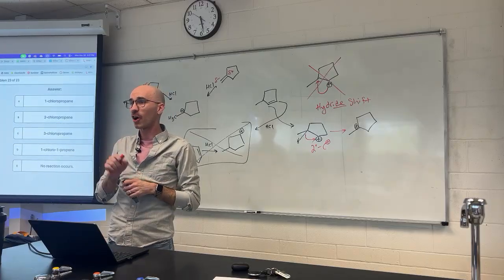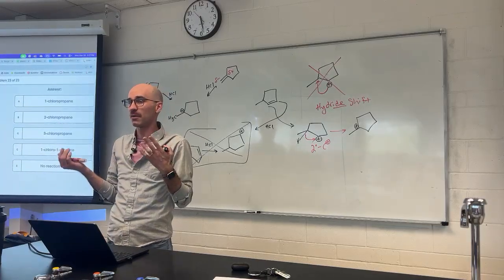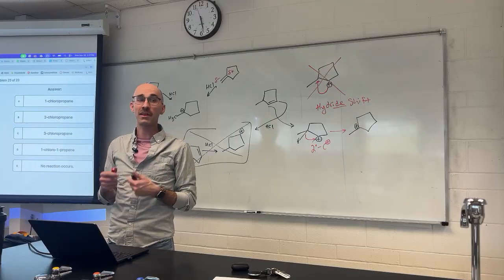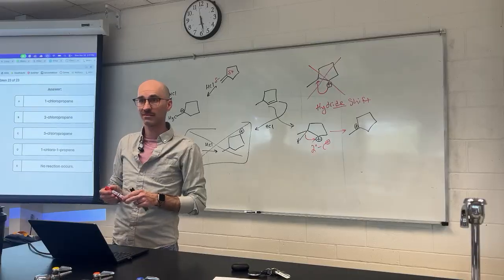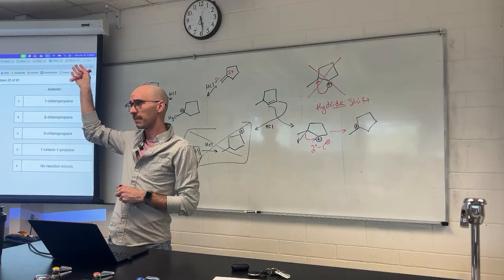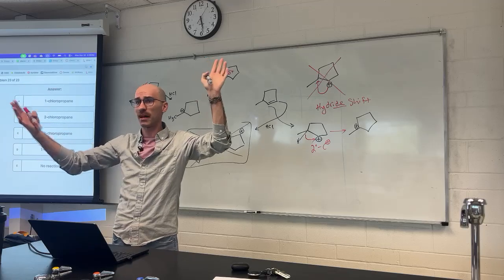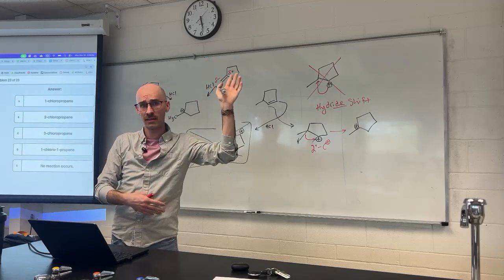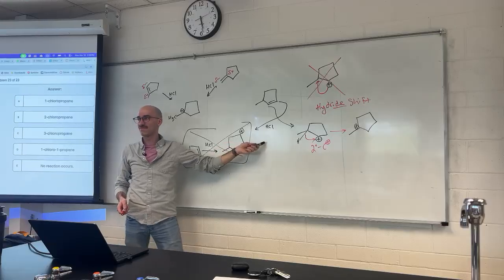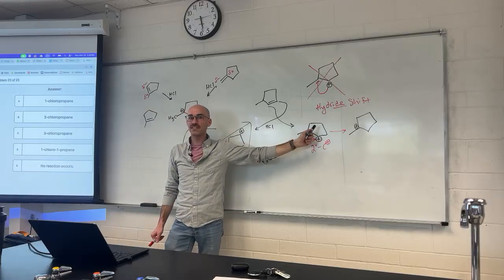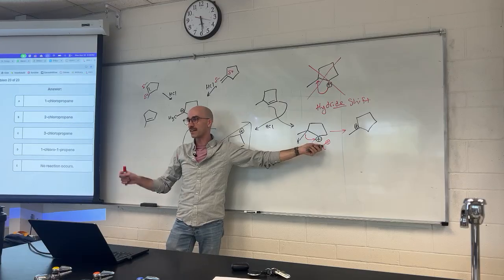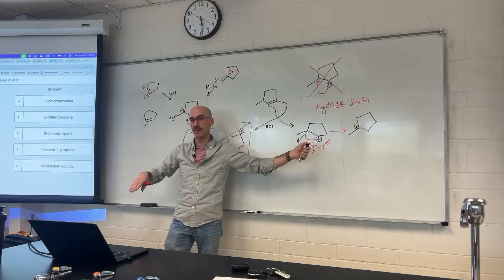But Markovnikov just came up with a nice little way to memorize where hydrogen goes, and he did nothing to explain why it goes there. Is it because hydrogen is attracted to other hydrogens? Is it because the hydrogens somehow stabilize the hydrogen going there? It's everything to do with charge stabilization. It has everything to do with the stability of that carbocation.